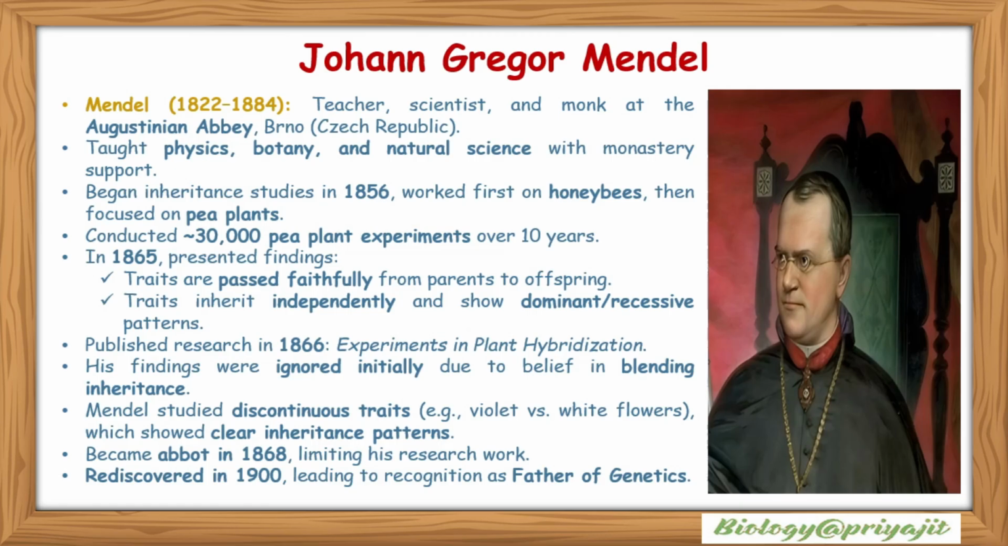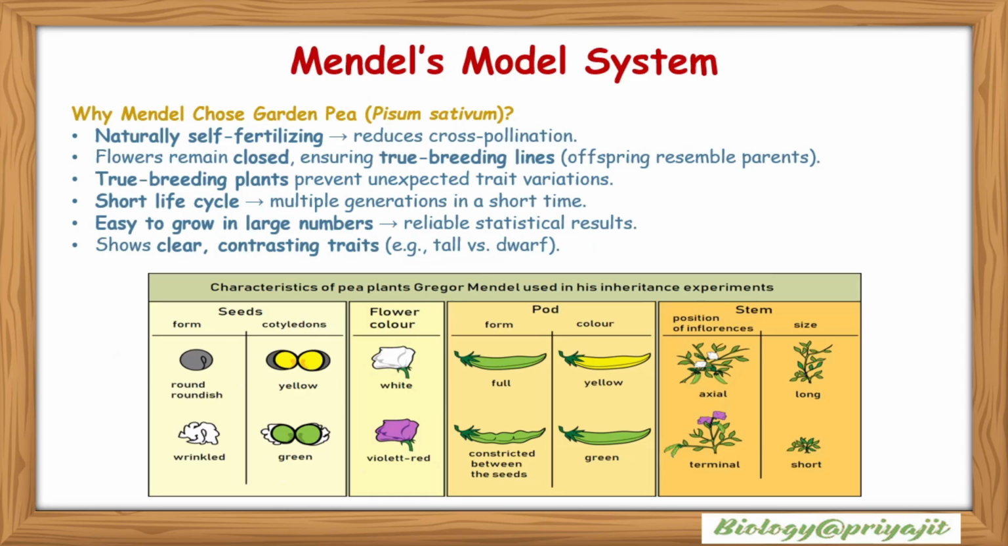He became abbot in 1868, limiting his research work, but the concept was further rediscovered in the 19th century, leading to his recognition as the father of genetics. Now we should study Mendel's model system.